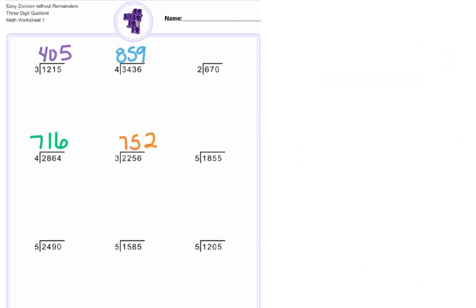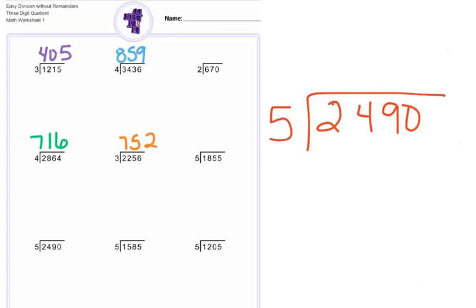We're going to move on to number 7, and that is 2,490 divided by 5. And we know that 5 cannot go into 2 because it's bigger than 2. 5 can go into 24, and we know that that can go 4 times, because 5 times 4 is equal to 20. And 4 minus 0 is equal to 4. 2 minus 2 is equal to 0.